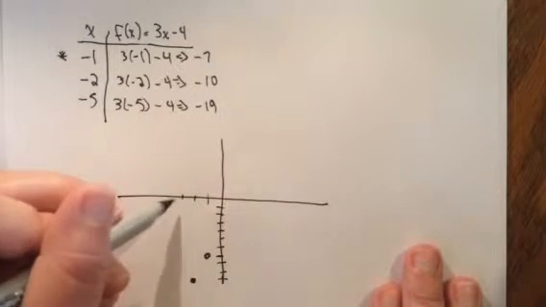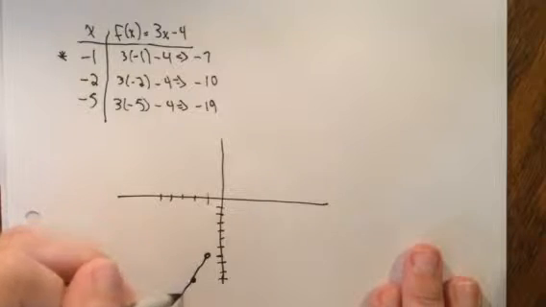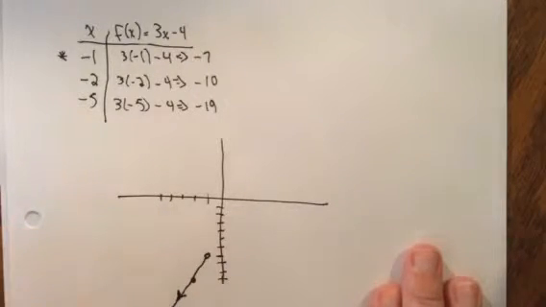And then -5, so -3, -4, -5, -19 would be off our page. It's all the way down. So I know it's going to keep going down, and I'm just going to draw a graph where it continuously goes down as a line. So that's one part of my graph.